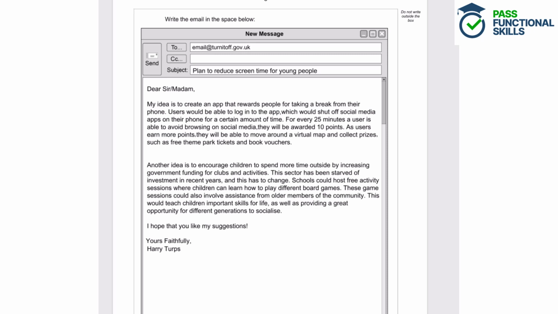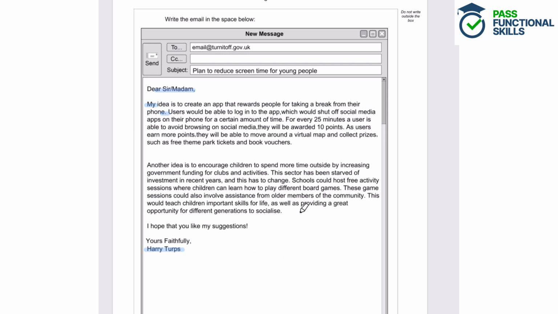So how does this answer meet the marking criteria? Let's start by taking a look at the punctuation that has been used. So every sentence starts with a capital letter and ends with a full stop, and you need to make sure that you are consistently doing this in your answers. We also have capital letters for proper nouns, so we've got, for example, Sir, Madam. These are sort of official addresses, so they need to be capitalised, and we have capitalisation of the name at the bottom here.